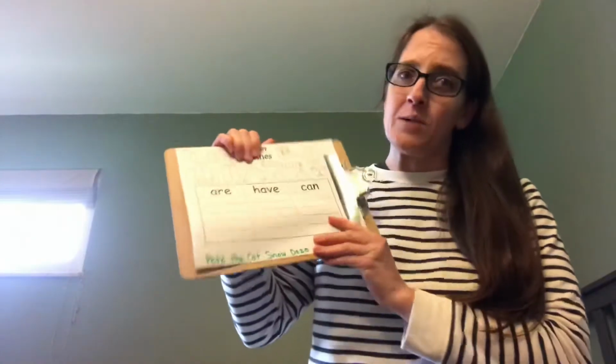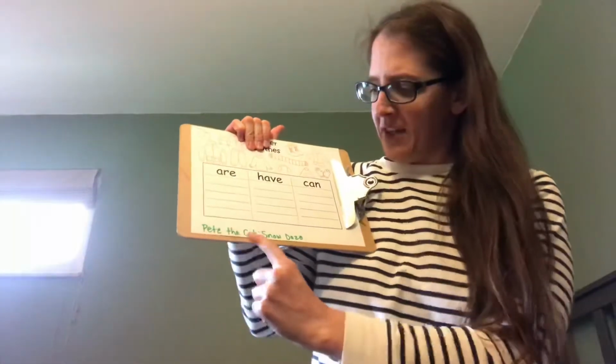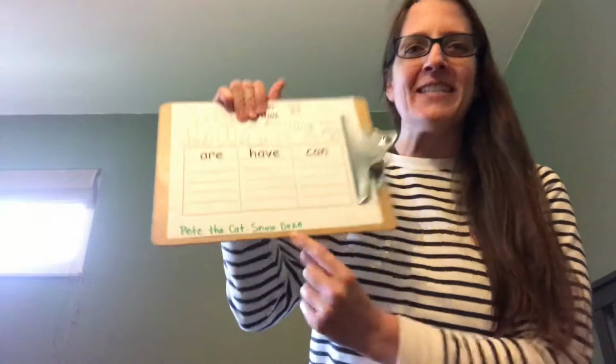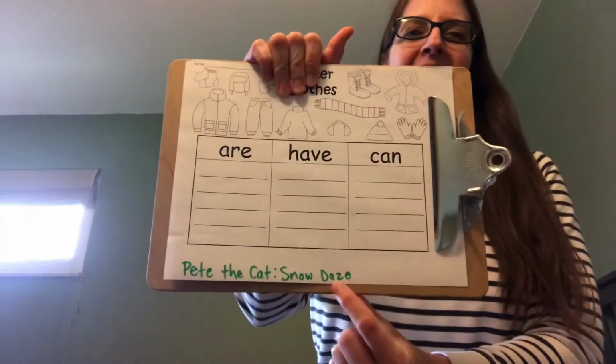Because we're stuck at home, I don't have this read aloud book with me like I was going to read to you. So what I'm going to ask you to do is pause this video and go to YouTube where you can listen to the book that I had picked out for us when we were back at school. It's called Pete the Cat, Snow Days, spelled D-A-Z-E.